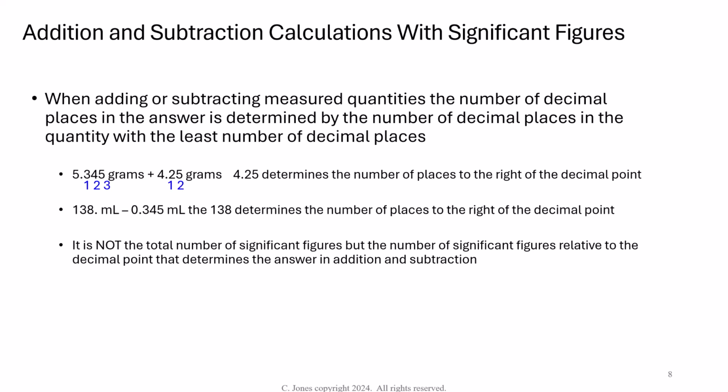Okay, all right. So 138 mils minus 0.345 mils, right? There's no digits to the right of the decimal point with 138. So the 138 determines the number of places to the right of the decimal point, which will be none. It will be 0. All right. So again, it's not the total number of significant figures. It's not the total number of digits, but only the number of significant figures or digits to the right of the decimal point that determines our number of sig figs in addition and subtraction.